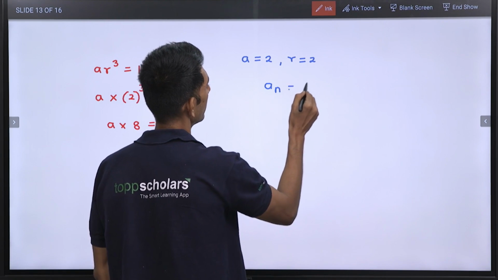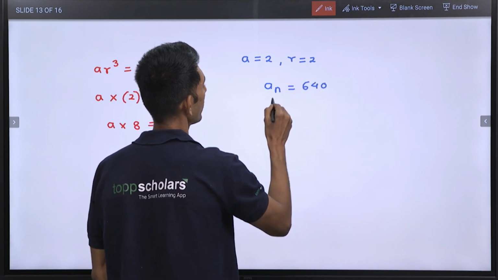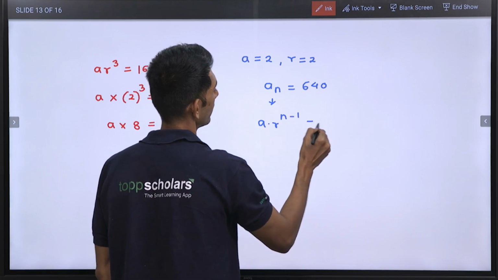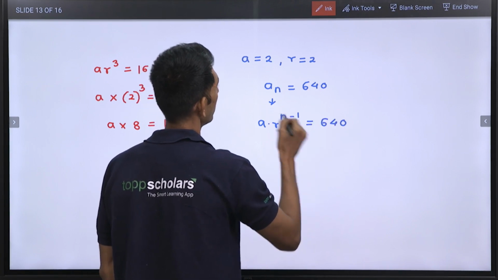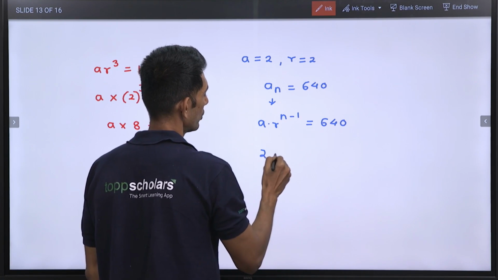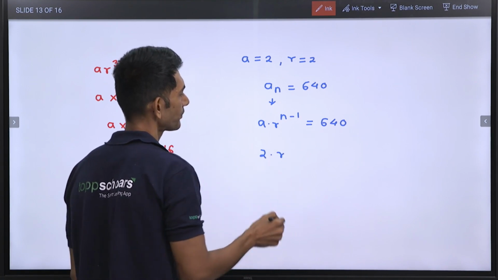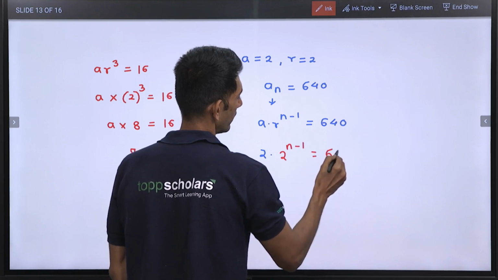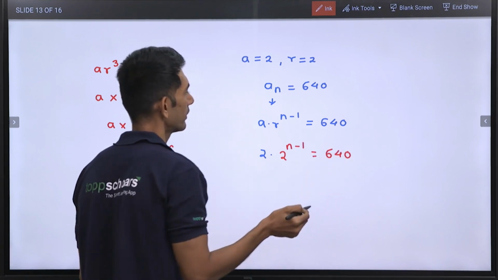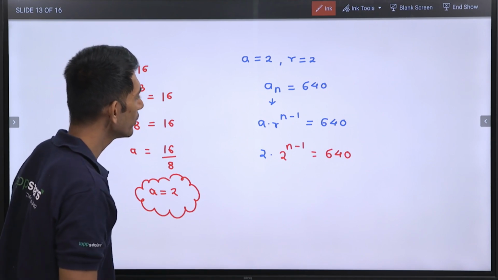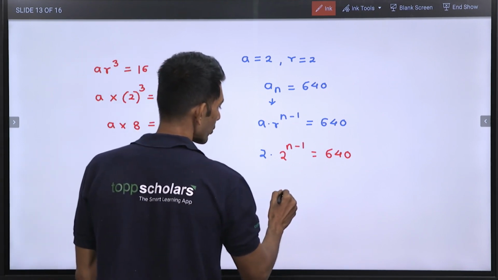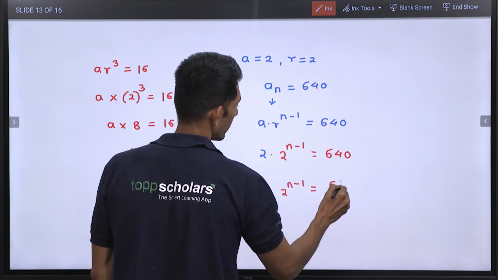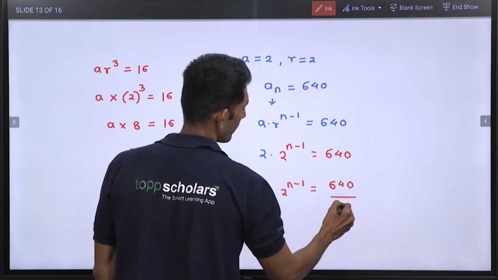An is equal to 640. But what is an? An is a into r raised to n minus 1, which is equal to 640. So what is a? A is 2. So 2 into r, 2 into 2 raised to n minus 1, is 640. Correct? You can divide by 2 now. You get 2 raised to n minus 1 is 640 divided by 2.